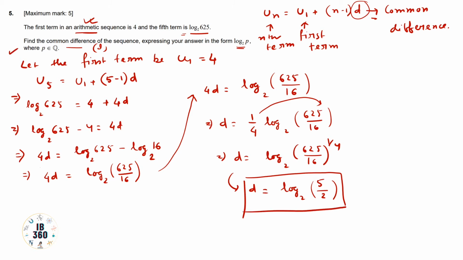Find the common difference of the sequence, expressing your answer in terms of log base 2 of p, where p is in the q. So obviously p is in q. Okay, so this was the fifth question. Now we will move towards the sixth question.